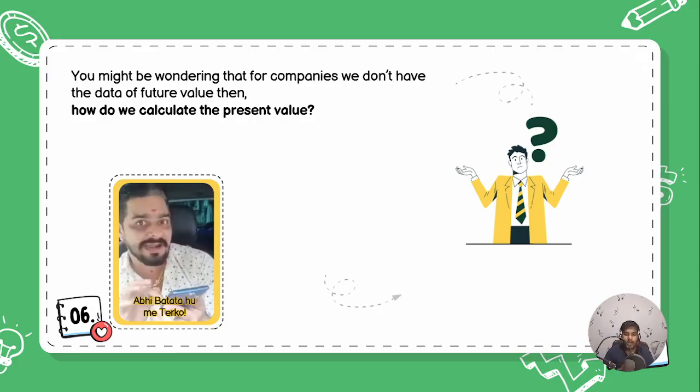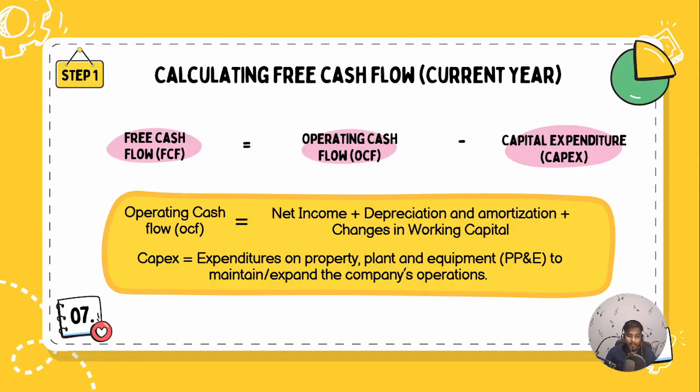Now you might be wondering that for companies we do not have the data for future value, right? I will show you how. How do we calculate the present value? Abhi batata hoon main tere ko. See. So let's understand what are the steps for calculating the cash flow. Then I will also show you an example for better understanding of it.